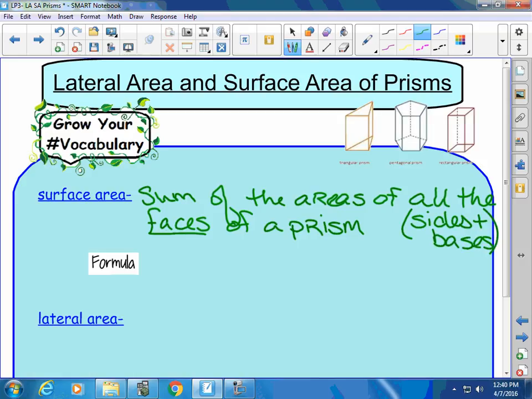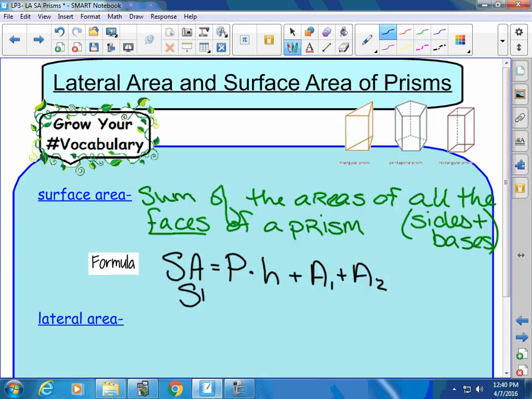We have this formula for surface area, which I'm going to abbreviate SA. It's perimeter times height plus area 1 plus area 2. Now, surface area will give us something in units squared, just like all area has done.